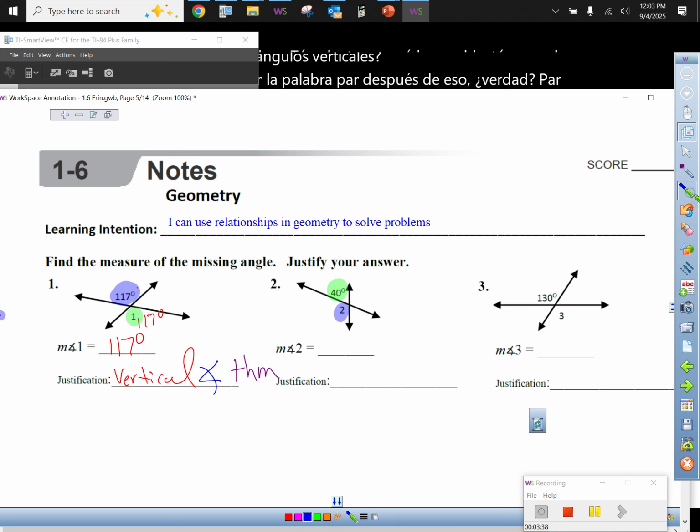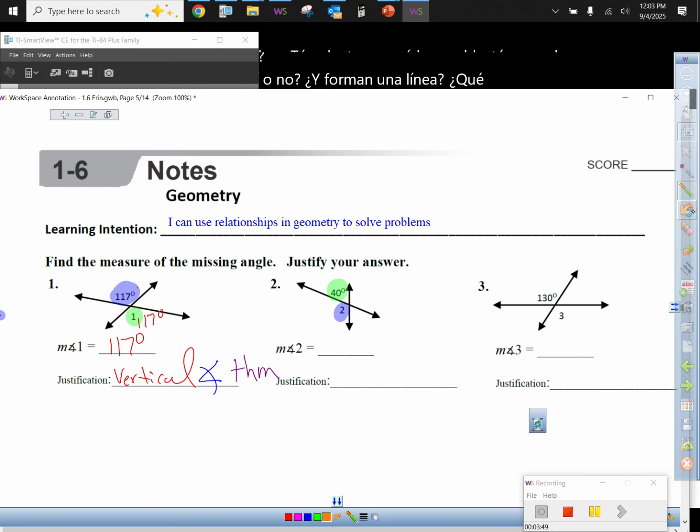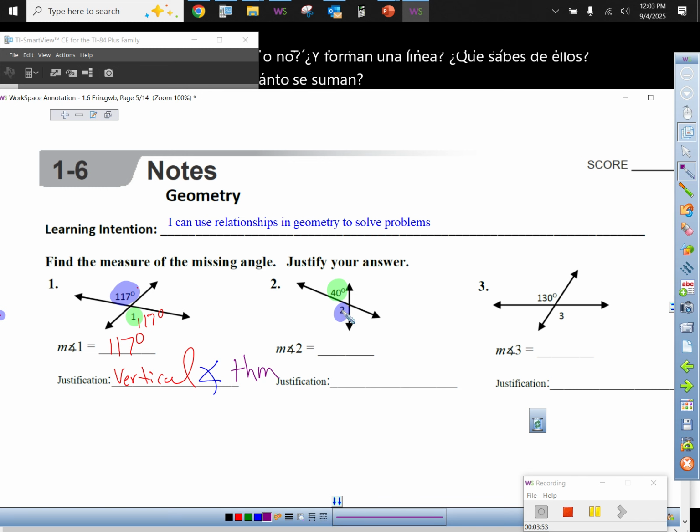They are 2 angles. If I highlight them, do they touch each other? Yes or no? And do they form a line? What do you know about them? They're not the same. They add up to be how much? 180. So if this one's 40, you can use a calculator if you need to. How much has the other one got to be? We'll put it in the picture, and we'll put it in the blank. 140 degrees. And here's why. It's not the vertical angle theorem, because those aren't vertical angles. It's something called the linear pair theorem that says if you have 2 angles that are a linear pair, they got to add up to be 180, right?